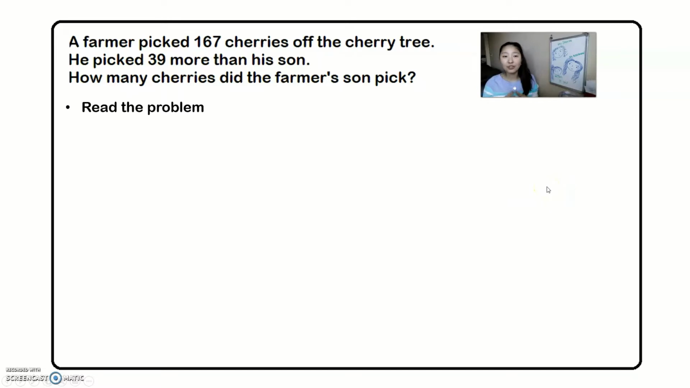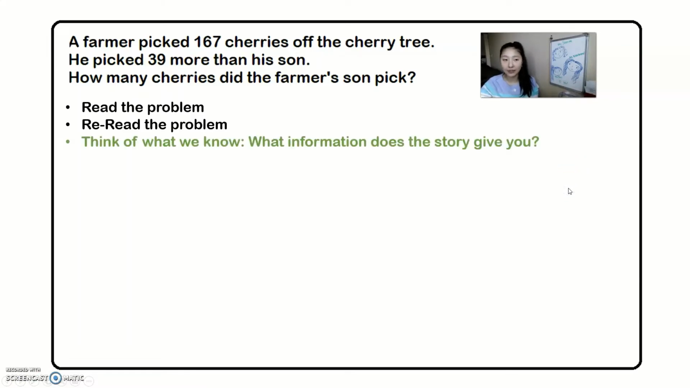A farmer picked 167 cherries off the cherry tree. He picked 39 more than his son. How many cherries did the farmer's son pick? Now I want you to pause it and reread it to yourself. Alright, great job. Now let's keep going and let's look at finally the information that it gives us.